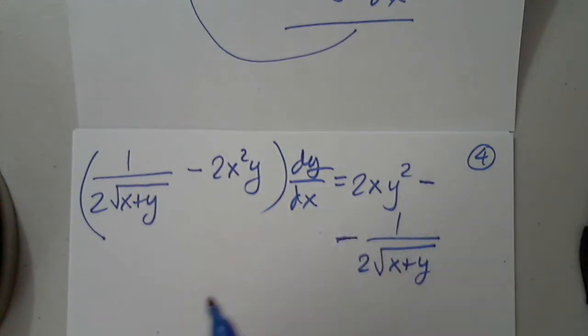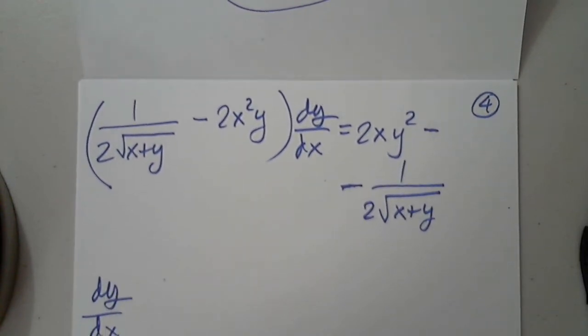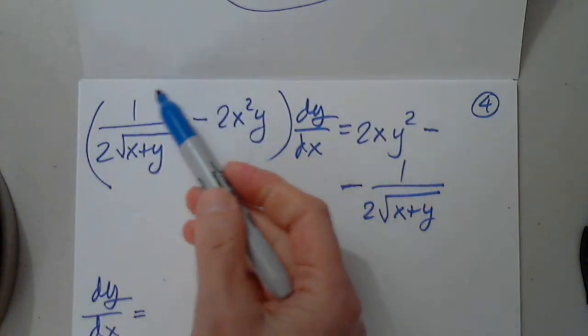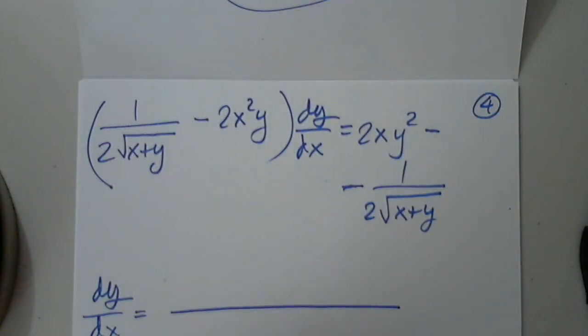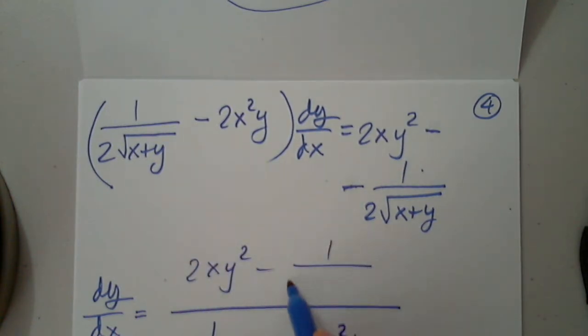Final step, I need to solve for dy over dx. How do we do that? We divide both sides, exactly, by the quantity that multiplies our variable. That's what we need to divide by, in the denominator: 1 over 2 the square root of x plus y minus 2x squared y, and at the top, 2xy squared minus 1 over 2 the square root of x plus y.